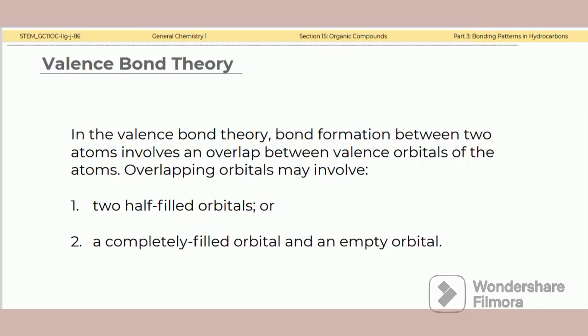Focusing on the valence bond theory, bond formation between two atoms involves an overlap between valence orbitals of the atoms. Overlapping orbitals may involve 1. Two half-filled orbitals, or 2. A completely filled orbital and an empty orbital.